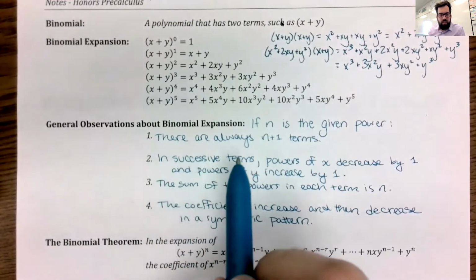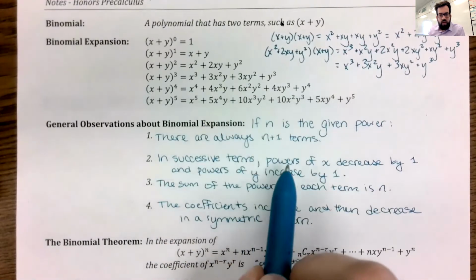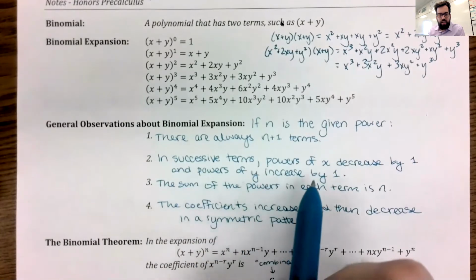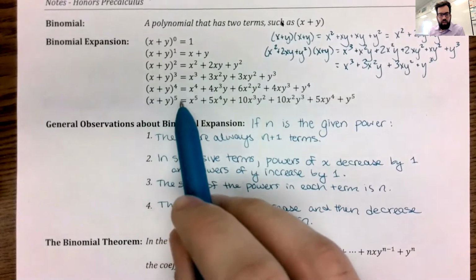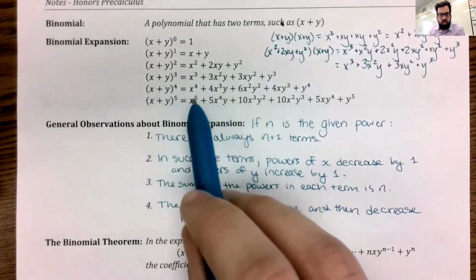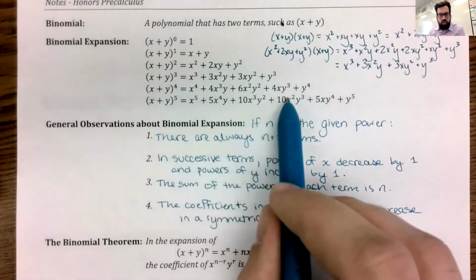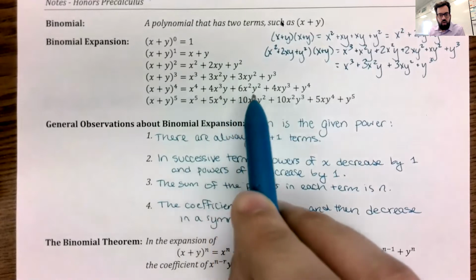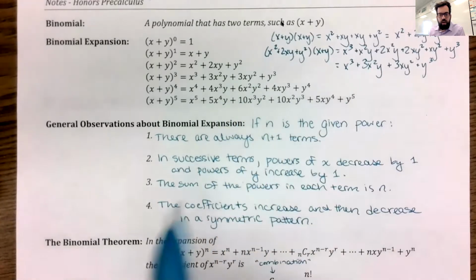In successive terms within one expansion, powers of x decrease by 1 and powers of y increase by 1. Take a look at x plus y to the 5th. The x term always goes down 1 exponent each term. So 5, 4, 3, 2, 1, 0. And the y goes up 0, 1, 2, 3, 4, 5.